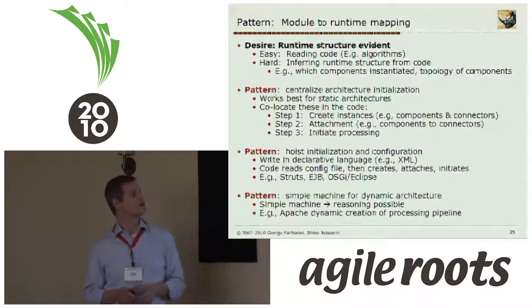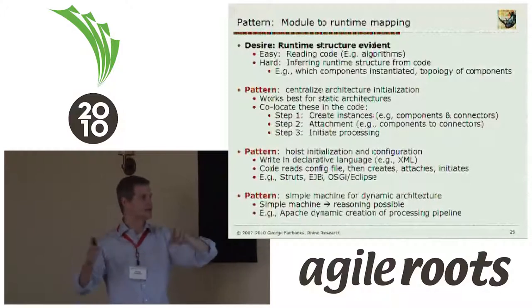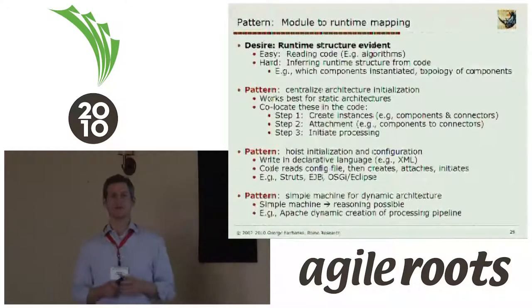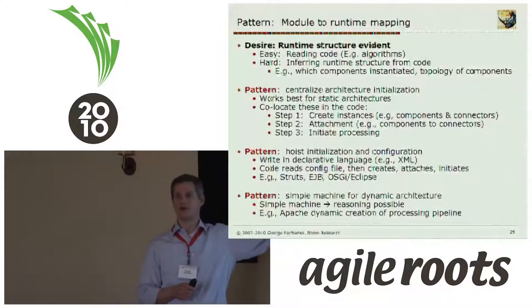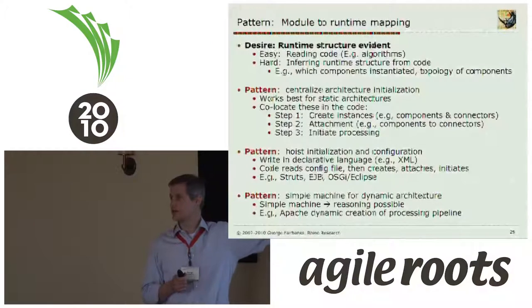You could do things like co-locate things in the code. Step one is creating the instances. We're going to see an example of this in a minute. Second is to attach all the instances, and the third is to start. Okay. The alternative to this is that when somebody reads your code, they have to search around to find where everything gets instantiated, and who gets to talk to who.